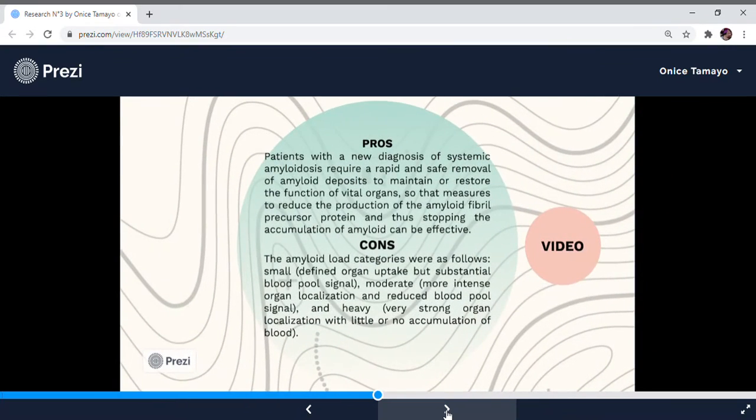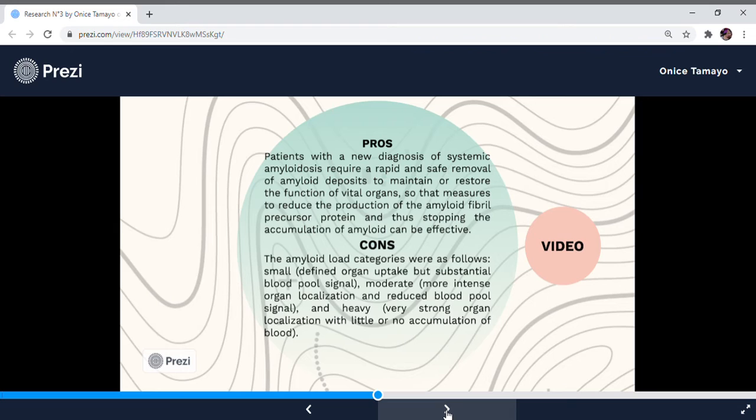Pros and cons. Pros: patients with a new diagnosis of systemic amyloidosis require a rapid and safe removal of amyloid deposits to maintain or restore the function of vital organs, so that measures to reduce the production of the amyloid fibril precursor protein, and thus stop the accumulation of amyloid, can be effected.